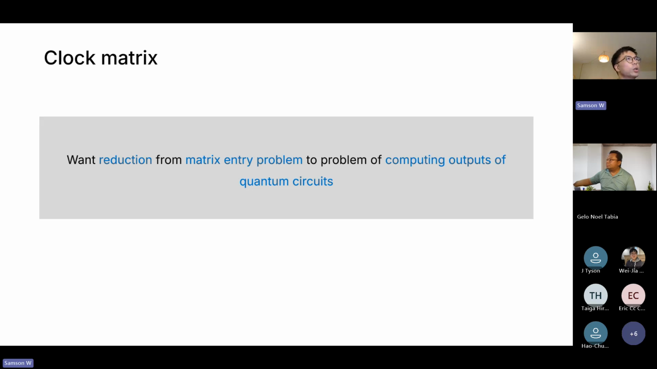The key idea is we're going to work with something called a clock matrix. Our goal is to have a reduction from, for the sake of argument, the matrix entry problem. We thought about the matrix entry problem and the local measurement problem, but in what follows we'll think about the matrix entry problem as an example. We want a reduction from that problem to the problem of computing outputs of quantum circuits. In doing so, we'll be able to show that if we can solve the matrix entry problem for a large enough class of matrices, then we can simulate quantum circuits. That's how this argument goes, which is an old idea and has been used in many forms to prove similar results in the past.